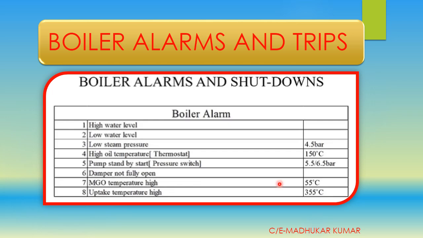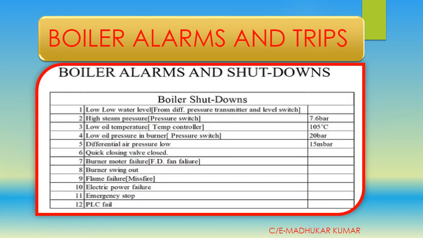Here is a predefined list for the alarms and shutdowns, the same ones which I have explained, which you can use for a quick review. It covers the boiler shutdowns completely. It has the complete list which you can review here, and most of the things I have explained earlier.